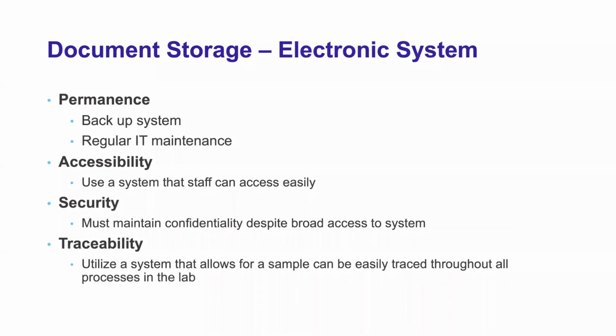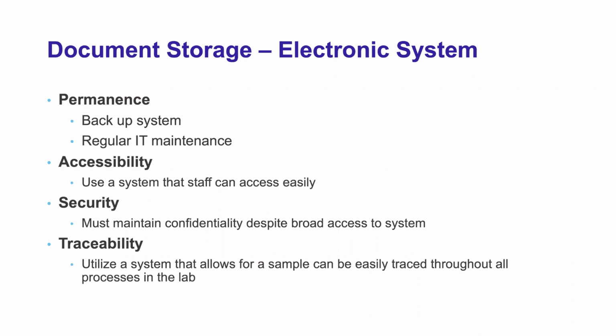If you're using an electronic system, some of this is a little bit easier. Permanence: because the electronic system is accessible on multiple computers, you just need to have a way to back it up. I think the important part of an electronic system is that you have a dedicated IT person, or someone who has some knowledge of IT, to maintain the system.